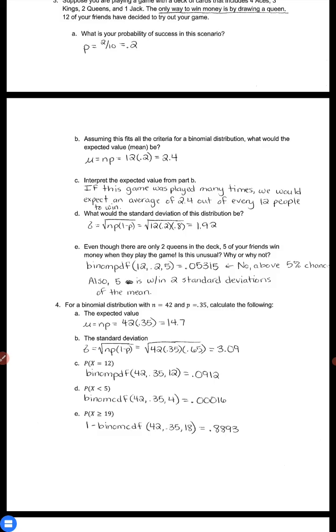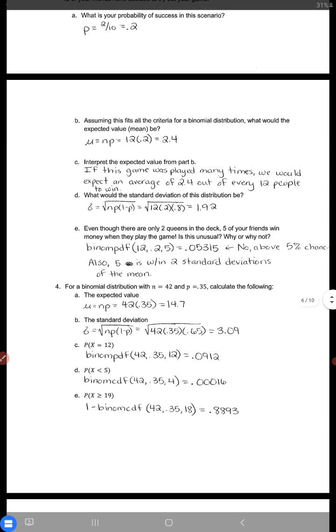So D says, what's the probability that x is less than 5? Okay? So this is not an exact number. When we talk about x being less than 5, what we're saying is that x could be 1, 2, 3, or 4. Right? So this time, there are multiple things that x could be. That is when we use our binom CDF button. And so the steps are exactly the same as what I showed you for binom PDF. You're just clicking binom CDF instead.